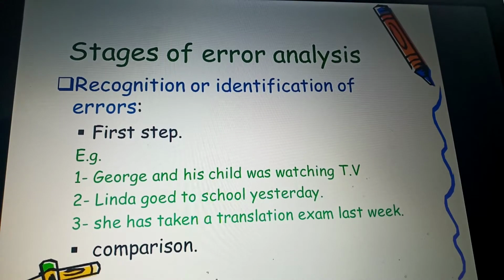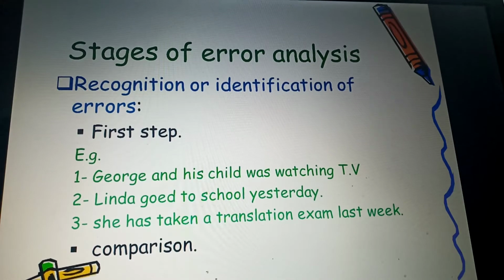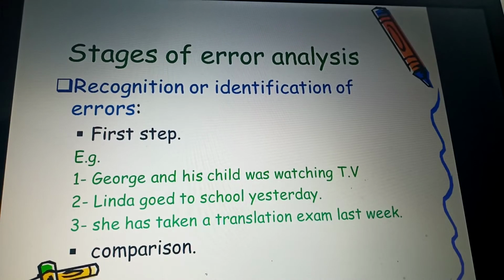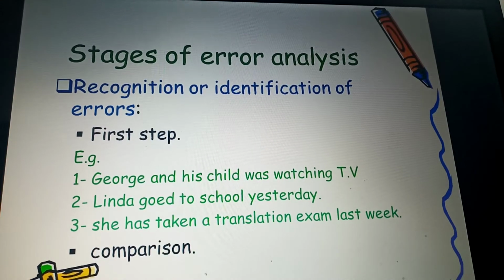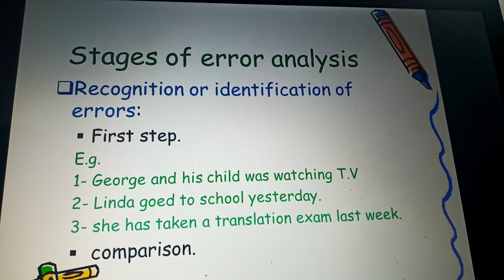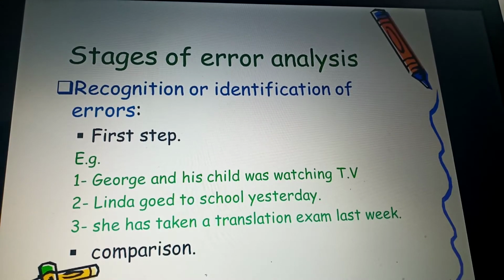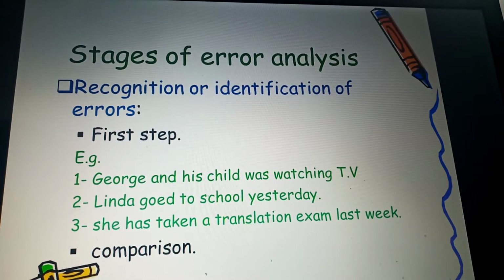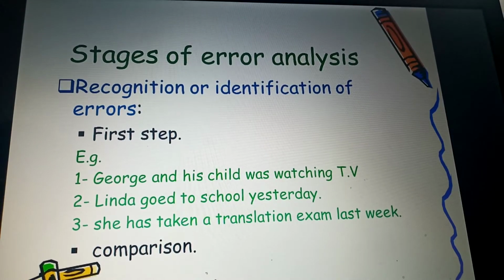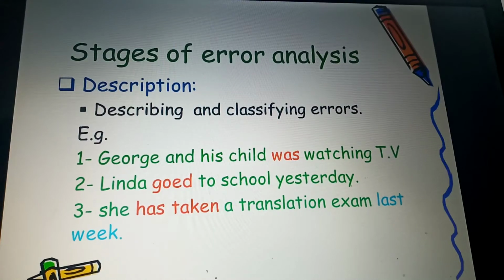Next one, second. Linda going to school yesterday. You know, students, here is an irregular verb. There shouldn't be going, there should be went. Not Linda going to school yesterday, there should be Linda went to school yesterday. Next one, third. She has taken a translation exam last week. Pay attention. There should be she has taken a translation exam, not last week. Recently we can use. Okay, next one.